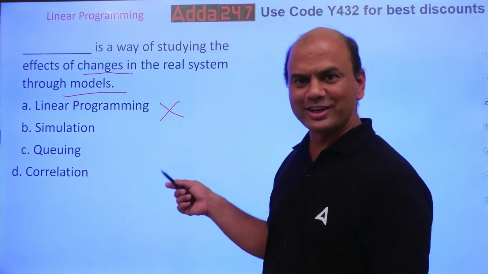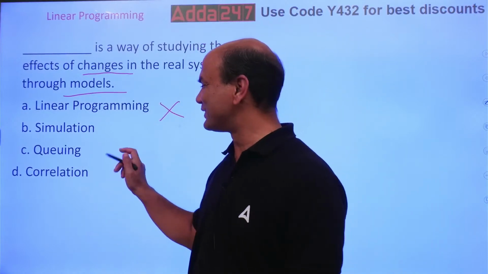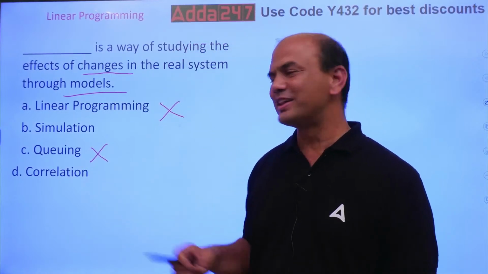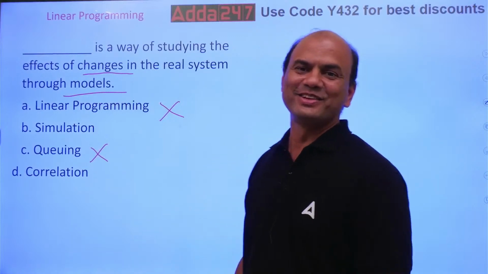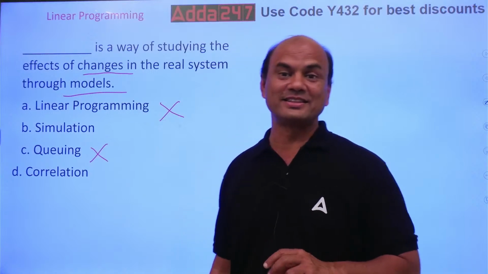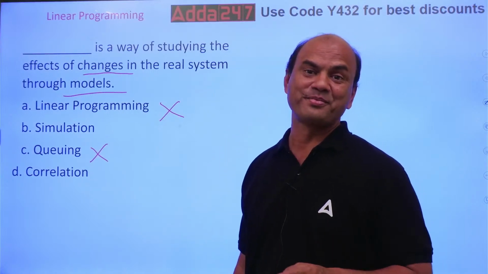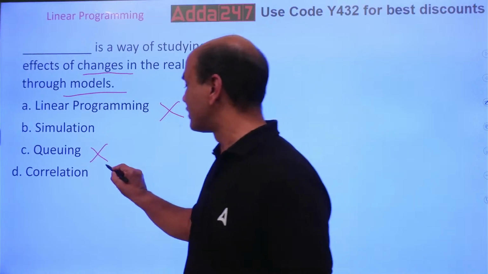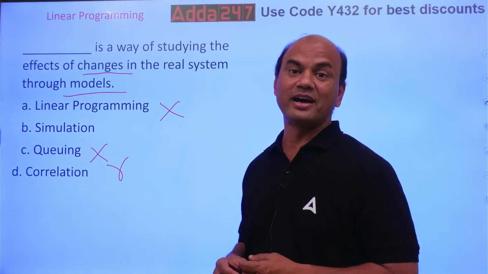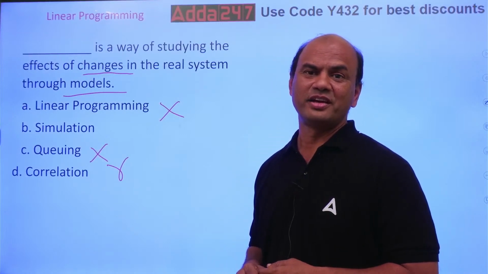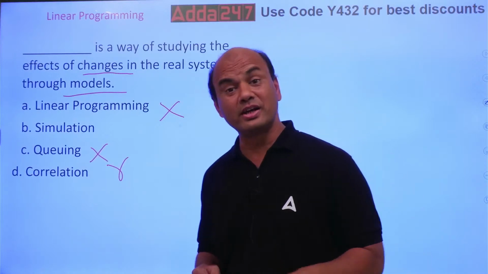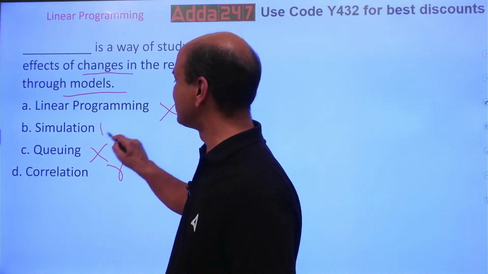Queuing technique is not there for your studies. So this is also out. Correlation is different. Correlation doesn't study models. Correlation studies the relationship between X and Y. Right? It studies the relationship between X and Y. There is a coefficient called R. In the correlation topic, we did it. Okay, R equals covariance of xy upon psi x psi y. I won't go into the details now. So the answer is this, simulation.